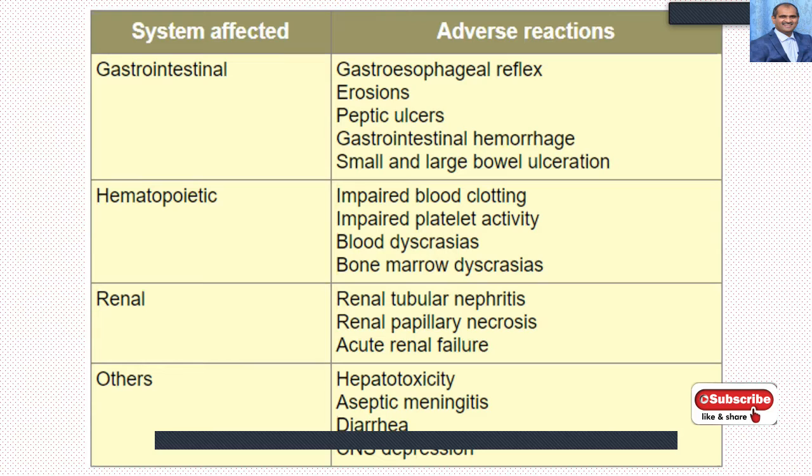in the hemopoietic system, there will be impaired blood clotting, impaired platelet activity, then blood dyscrasia is also present, and bone marrow dyscrasia is a very common feature of NSAID toxicity. Renal tubular nephritis is also a common thing. Then renal papillary necrosis and acute renal failure will be seen, especially in the case of birds, which are highly susceptible.